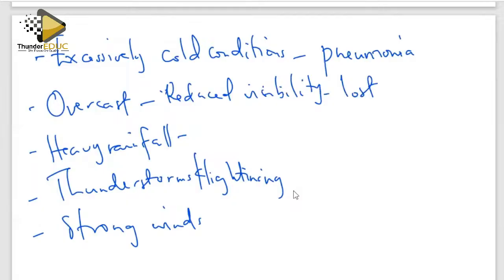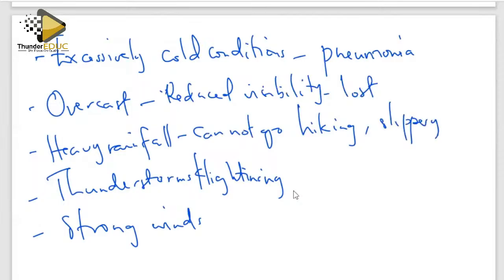Then heavy rainfall. When it's raining heavily, it means the tourists cannot go for activities like hiking. Why can't they go for hiking? The ground will be slippery and there will be dangers of them getting injured if they try to go on hiking when it's raining heavily. The ground will be slippery, that will cause likely injuries on the tourists.